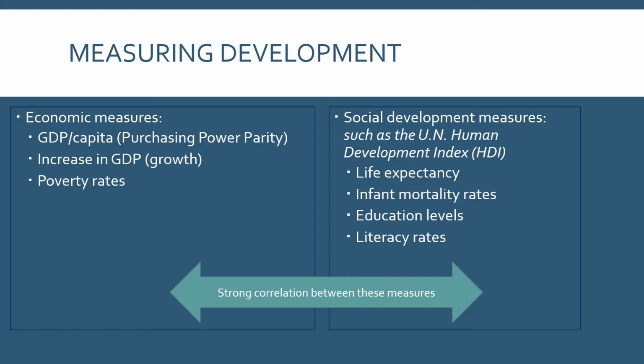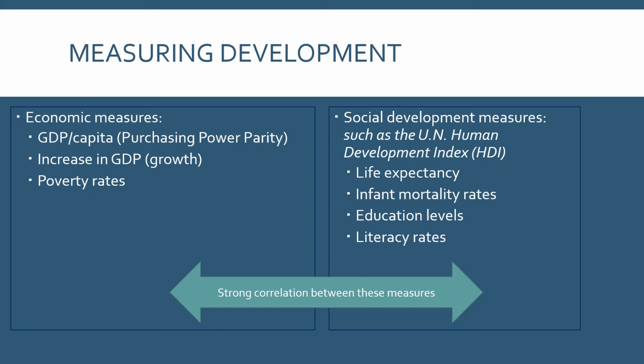And of course, we're going to use that purchasing power parity measure that we looked at last time to make sure that we're controlling for the various costs of living across different countries. So using a controlled measure, GDP per capita, purchasing power parity, one of the most common ways to measure development is increase in GDP, in other words, growth, or how much the growth is changing from one year to another. Or we could also look at poverty rates. That's another way to do it.